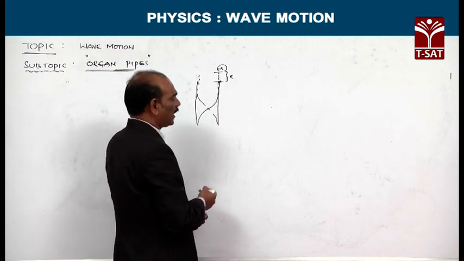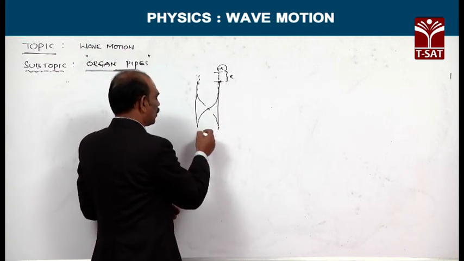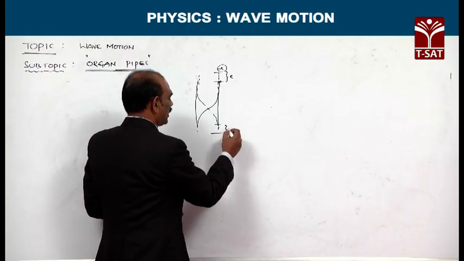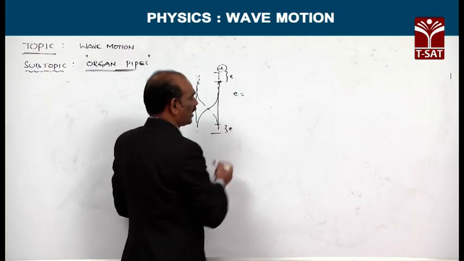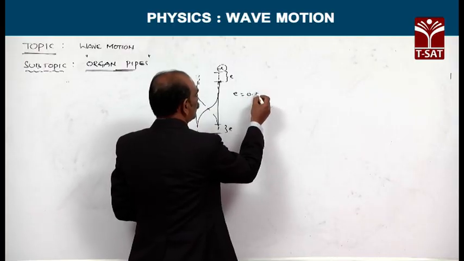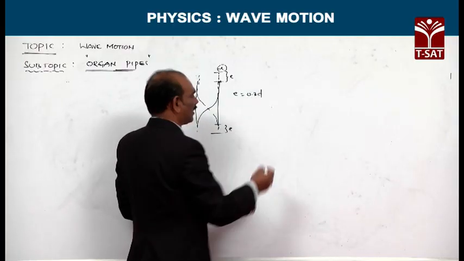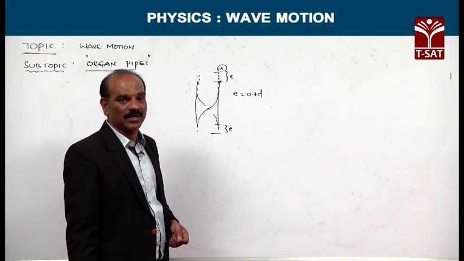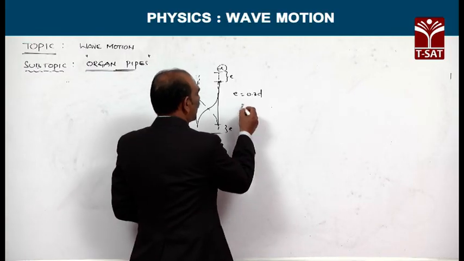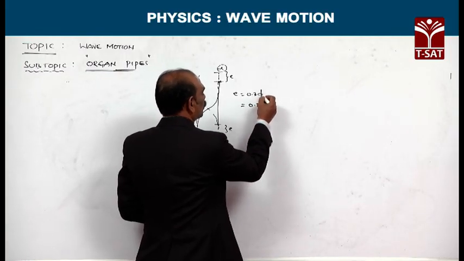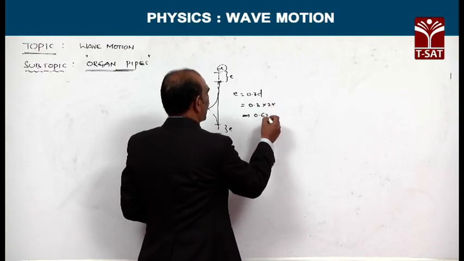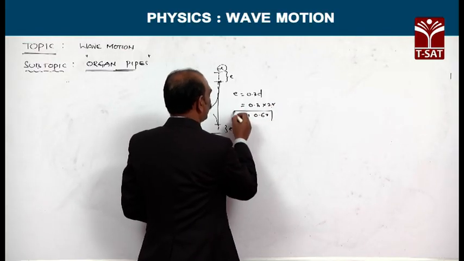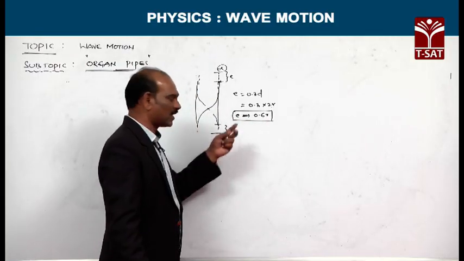In the case of open pipe, it has two end corrections. One is over here, this is E and this is E. The end correction value E can be calculated using the formula E is equal to 0.3D, where D is the diameter of the tube. Since D is equal to 2R, this is equivalent to 0.6R, the end correction for the pipe in the general case.